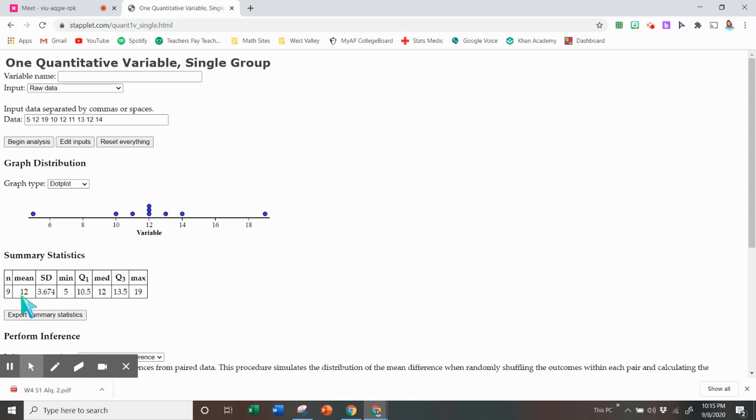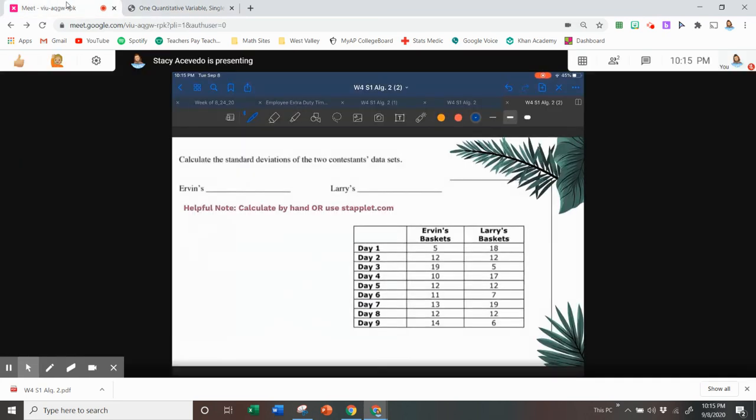Begin analysis. We can see the standard deviation is 3.674. We can round this, and I'm going to round to the nearest hundredth this time. We look to the right and see that this isn't greater than 5, so it's going to stay as 3.67.